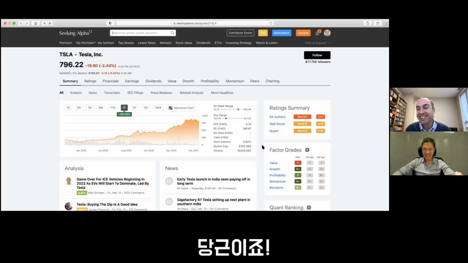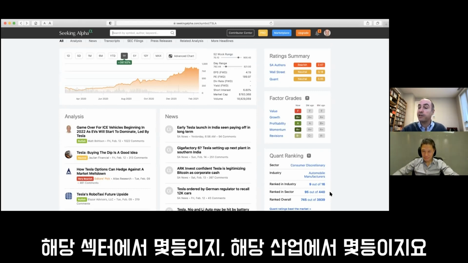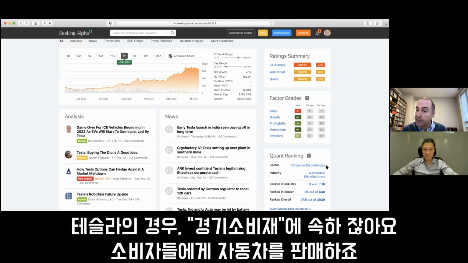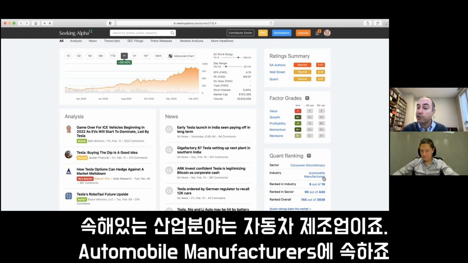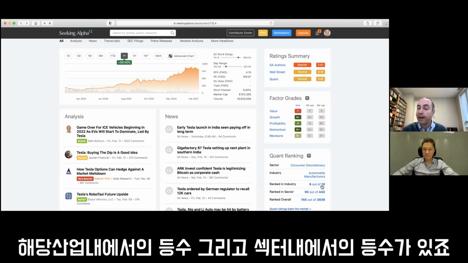With pleasure. This box here just gives you the ranking of the stock in its sector and in its industry. What's really nice about this, for example, Tesla is a consumer stock. It sells cars to people. Its industry is car manufacturing, automobile manufacturing. And in our quant system, this ranks it. So it gives you the rank in the industry and the rank in the sector.